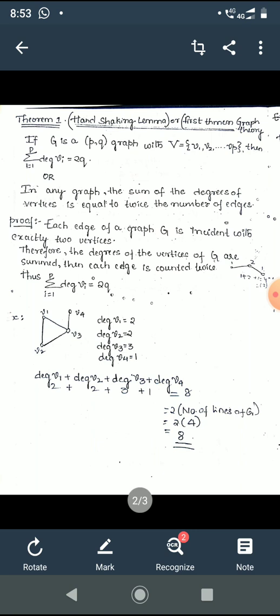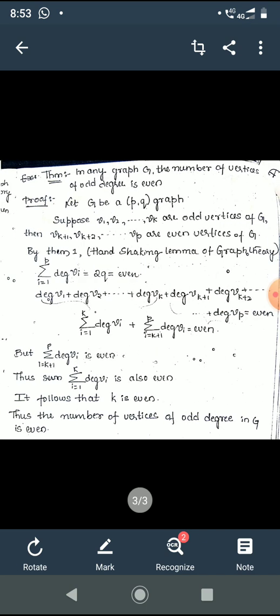Then the next theorem: in any graph G, the number of vertices of odd degree is even. Observe very carefully. In any graph, the number of vertices of odd degree is always even. The proof of this theorem is: let G be a (p,q) graph, meaning p vertices and q edges.